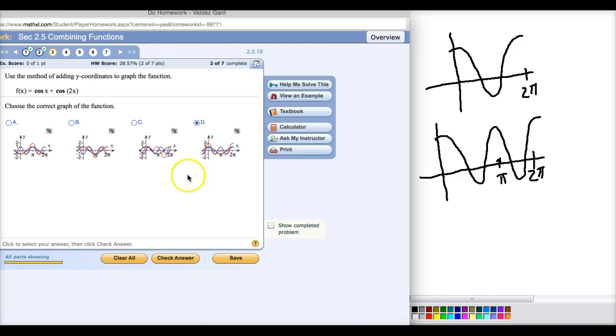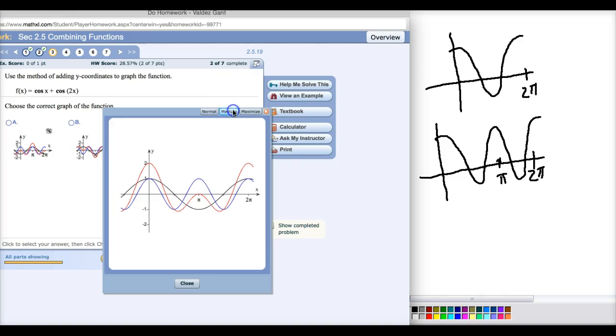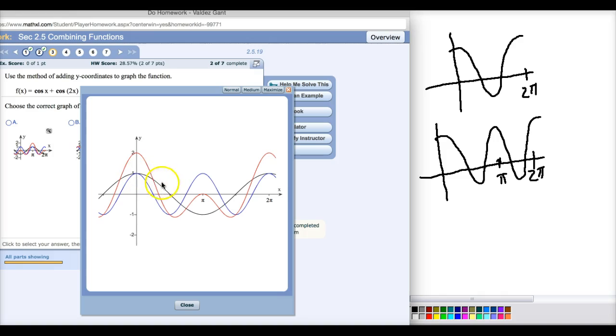So we go on to D and check this one out. For the black graph, we have cosine x from 0 to 2 pi. And then for the blue graph, we need cosine of 2x. They both start at the point 0, 1, and we have 2 full cycles within 0 to 2 pi. So the black graph and the blue graph check out. So the resulting graph in red is what it should be. And so we see here that D has to be our answer.